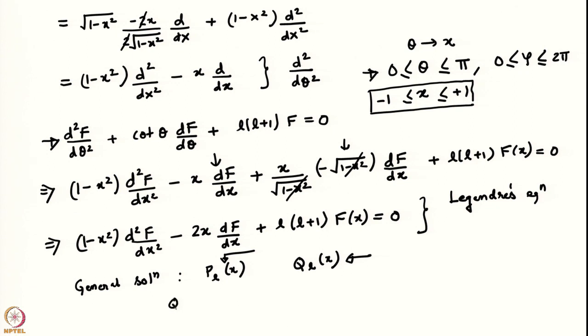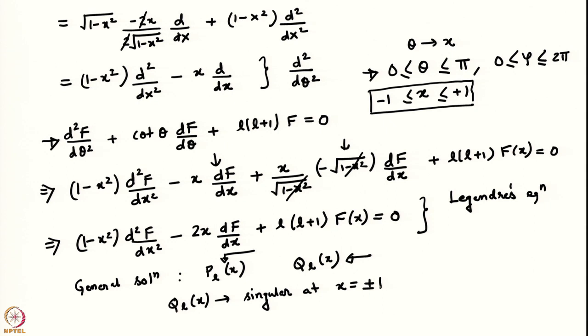So, theta is defined as an angle from the north pole, from the top of the sphere. At the top, cos theta is cos 0, which is 1, and at the bottom cos pi is minus 1. Now, it turns out that Q_L of x, these are the Legendre functions, is singular. It diverges at x equal to plus or minus 1.